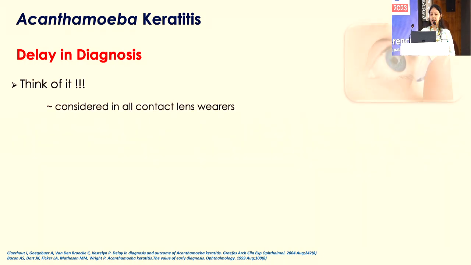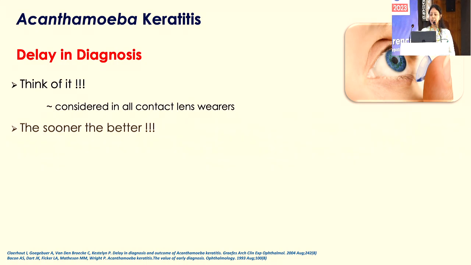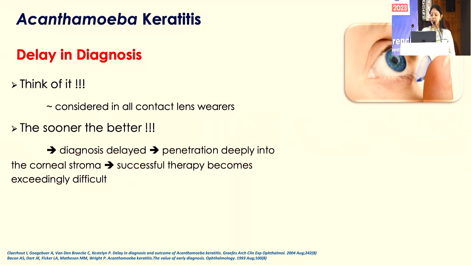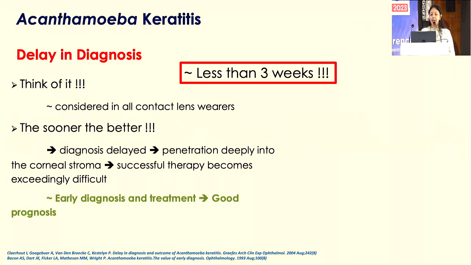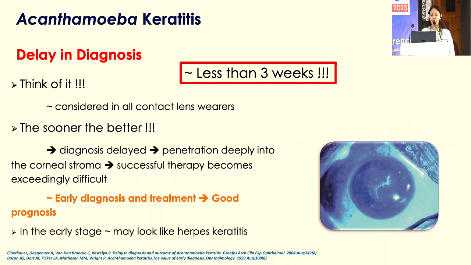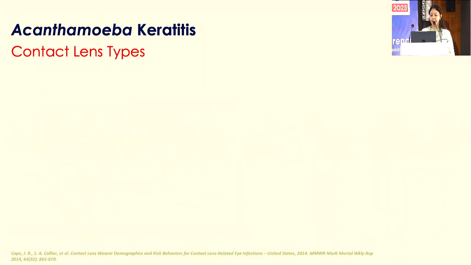The second point for the challenge is delay in diagnosis. Think of it. If you have a patient wearing contact lens with any kind of symptoms, think about acanthamoeba keratitis. The sooner, the better. If you have a diagnosis delayed, the parasites will penetrate deep into the corneal stroma and successful therapy becomes exceedingly difficult. Early diagnosis and treatment, anywhere less than 3 weeks, is the only way to have a good prognosis with this disease. And in the early stage, do not think about herpes keratitis alone. Acanthamoeba can give this branchy patterns as pseudodendrites, so be aware of it.